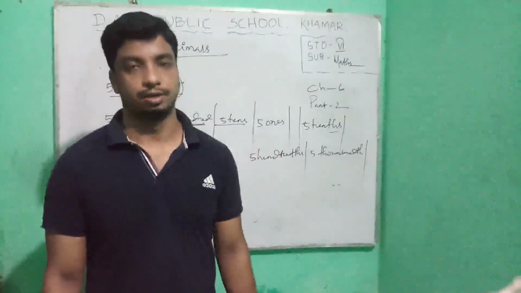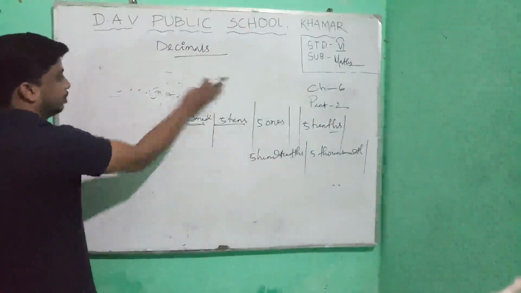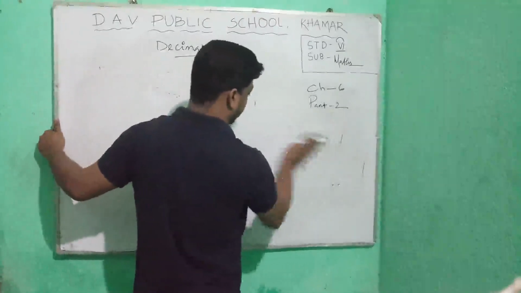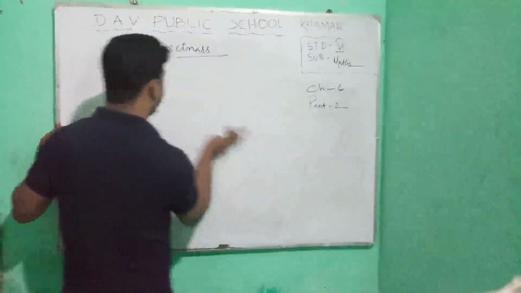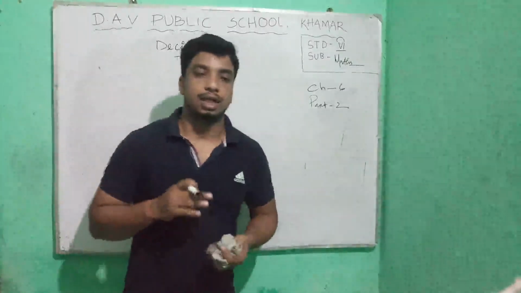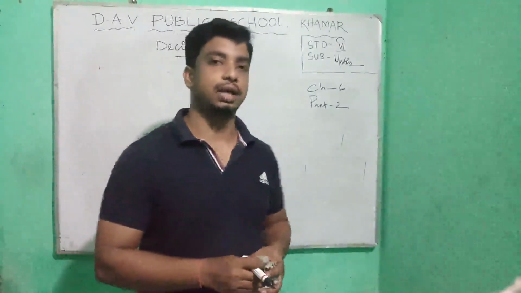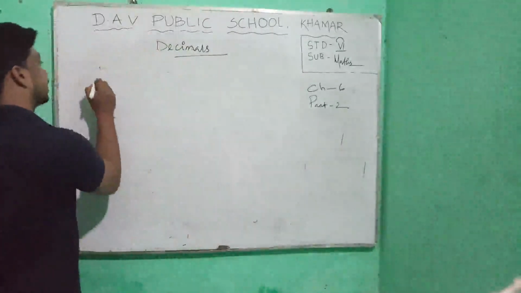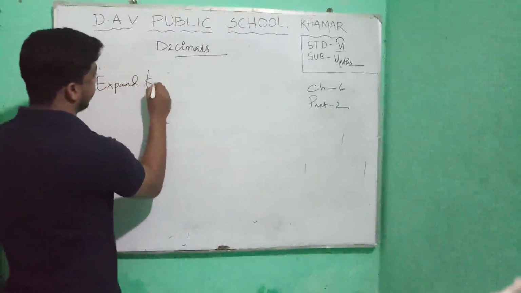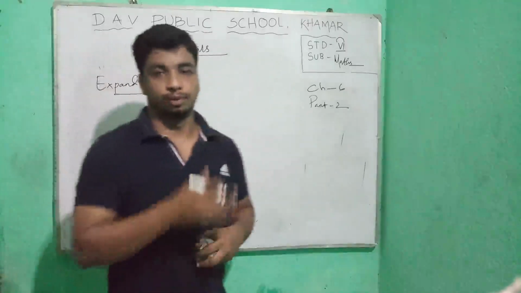So place value chart. Okay, next exponent form. We know the place value and the place value of decimals. Now we can write the exponent form. Okay, exponent form. So what is exponent form?